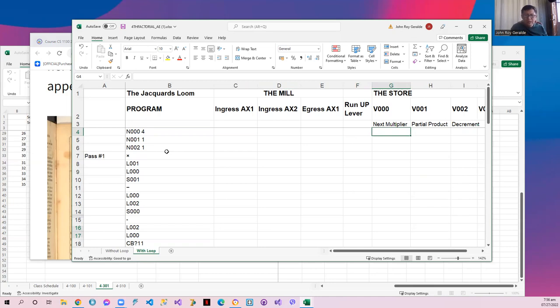What do we mean by the numeric card N00 space 4? It's an assignment statement. We are assigning the variable 0 with the number 4. You follow? And then we have N0011 as another assignment statement. We are assigning the variable 1 with the value 1. And N0021. Okay. You follow?